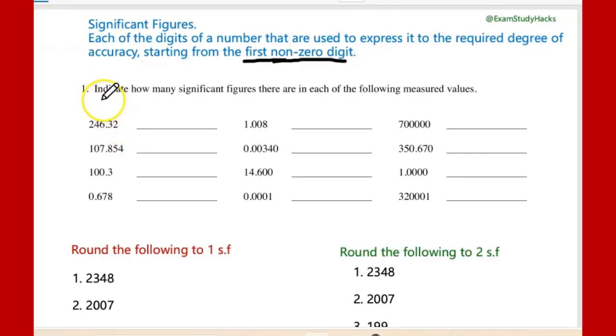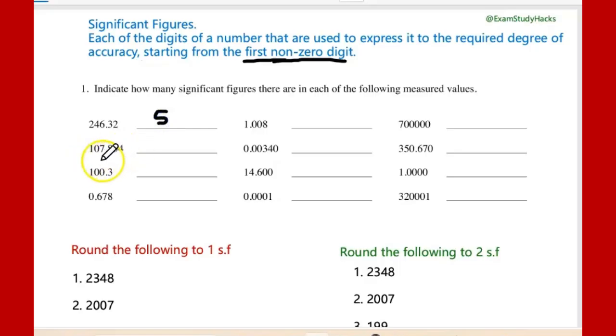So the question says indicate how many significant figures there are in each of the following measured values. So we are going to be counting only significant figures. Remember the key word here, first non-zero digit. Zeros before it will not be counted. Just pay attention and you'll understand the explanation. Here we have 1, 2, 3, 4, 5. These are actually 5 digits. They are all significant. So here we have 5.